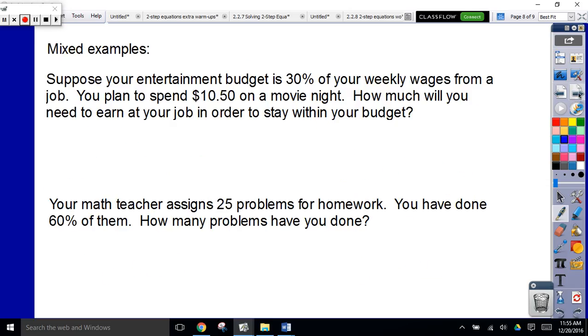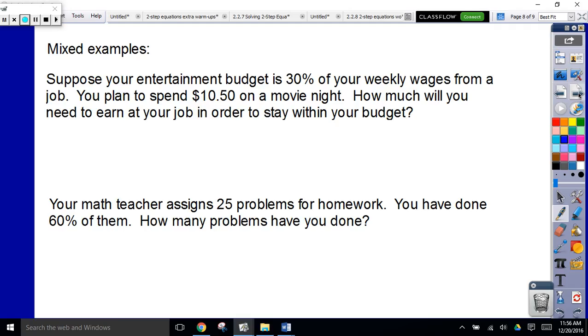Okay, so we do want to look at these mixed examples because these are out of order. We don't know if they're looking for the part, the whole, or the percent. So we have to figure that out and then plug everything into our proportion. Okay, so suppose your entertainment budget is 30% of your weekly wages from a job. You plan to spend $10.50 on a movie night. How much will you need to earn at your job in order to stay within your budget?